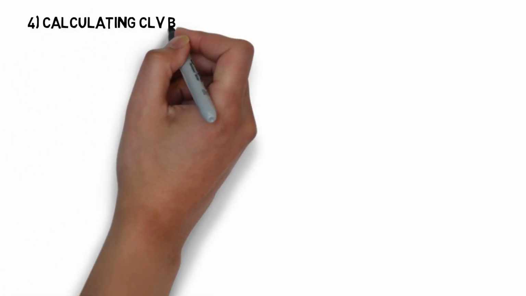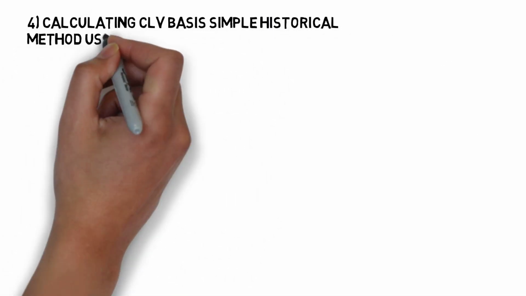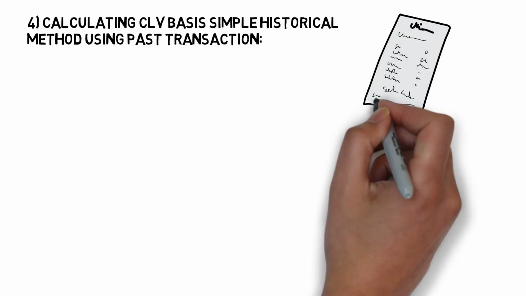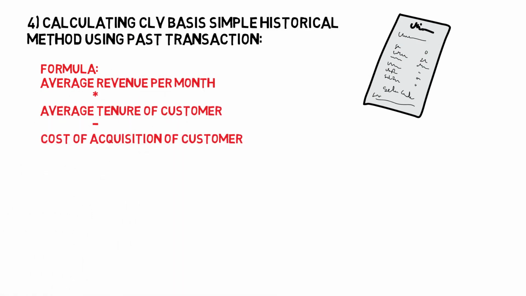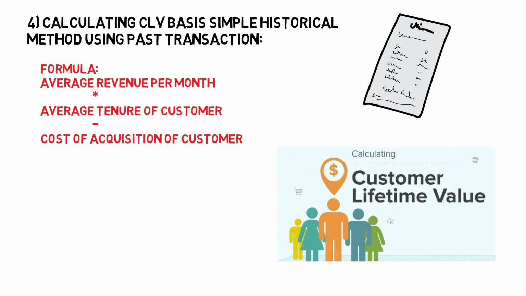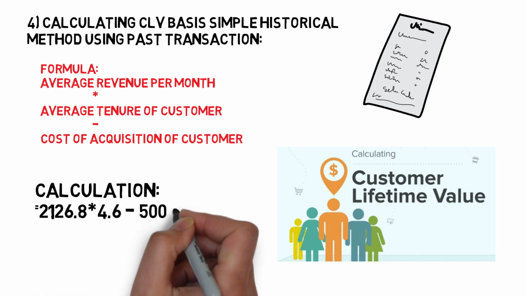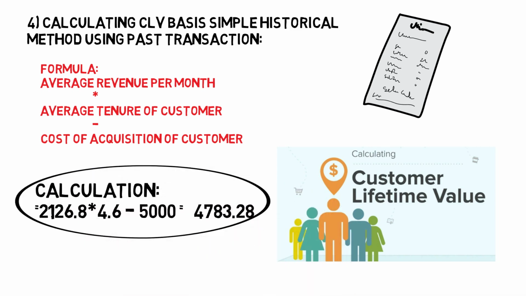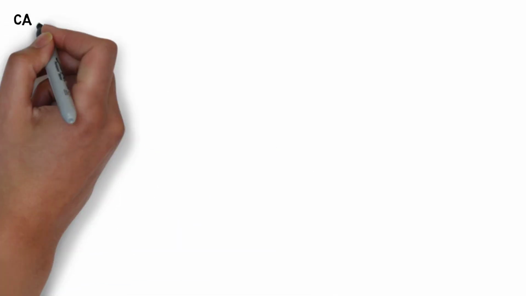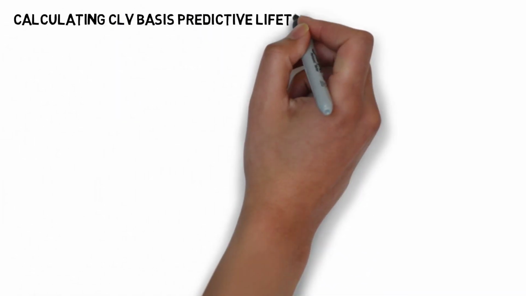Moving on, calculating CLV based on the simple historical method using past transactions. The formula which we will use is provided. In our case, the cost of acquisition is considered to be 5,000 as an assumption. So, calculating CLV, we get 4,783.28.